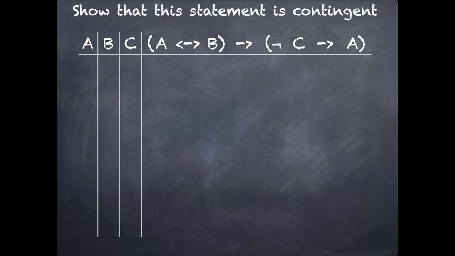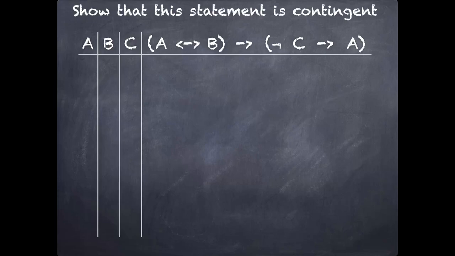Here's another expression. I'm going to give it away a little bit and tell you that the statement is contingent. And I'm going to ask you to show that it's contingent by filling out the truth table. So here's another place where I'd like you to pause the video and try to do the truth table on your own. Try to fill out all the rows and all the columns and evaluate your main expression, which in this case, your main connective is the conditional. So fill out the complete truth table.